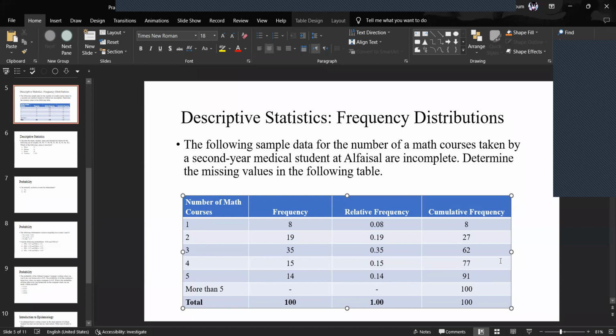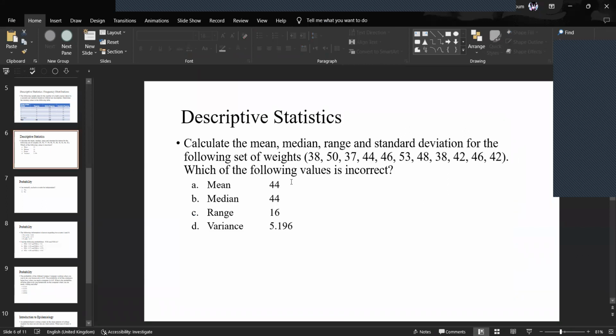And as a result, the frequency is 100 minus 91, which is 9. And the relative frequency is 0.09. All right? So the next question. So we have: calculate the mean, median, range, and standard deviation for the following set of weights. Which of the following is correct?